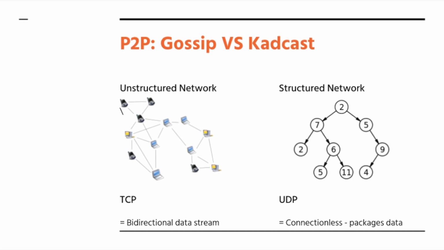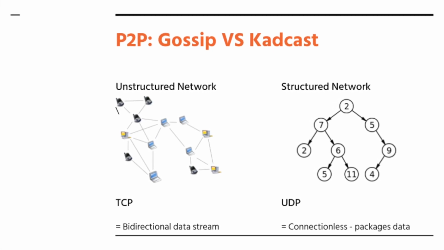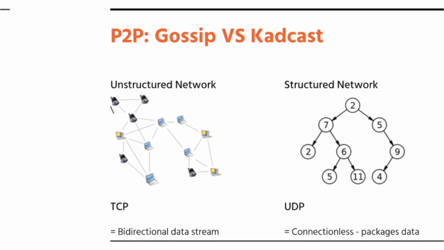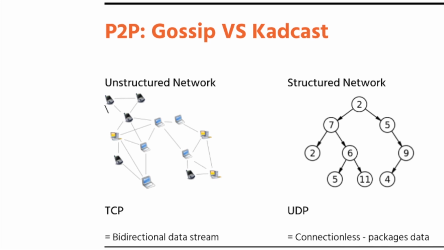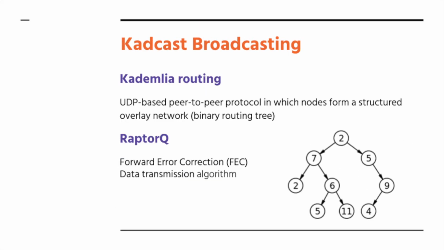Saying that, comparing Kadcast to Gossip, there are two major differences I would highlight. The first one, and maybe the most important, is that Kadcast is a structured network protocol. It is based on Kademlia routing state, which means that each node, based on its ID, has a particular position in a binary tree. It is capable of propagating messages to other leaves in that binary tree.